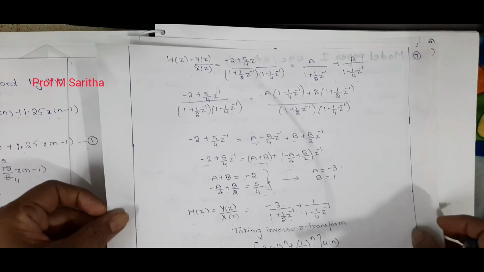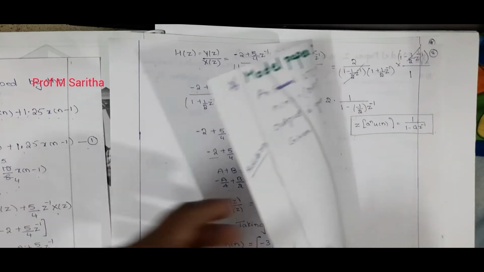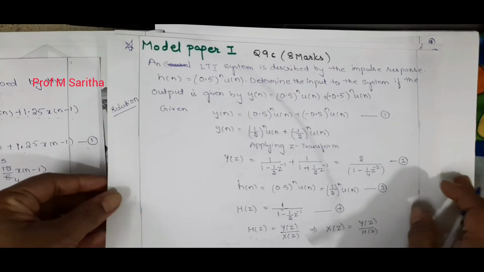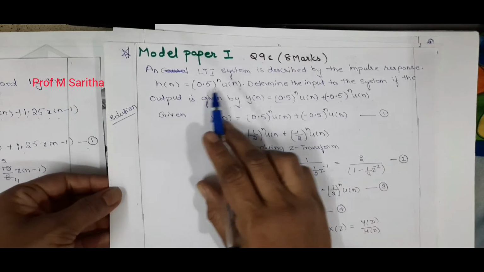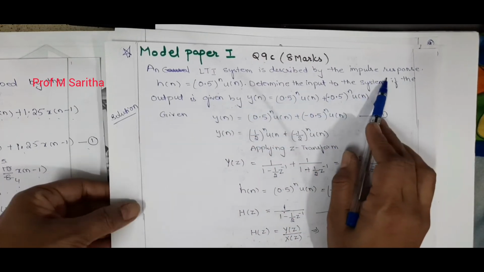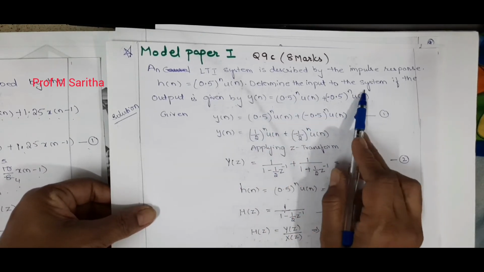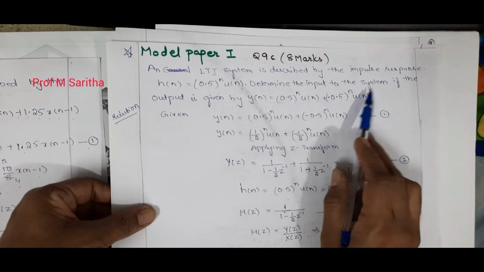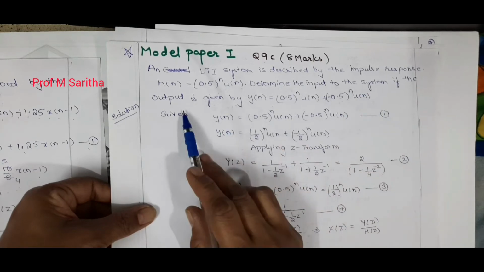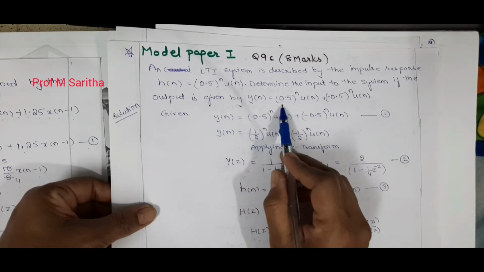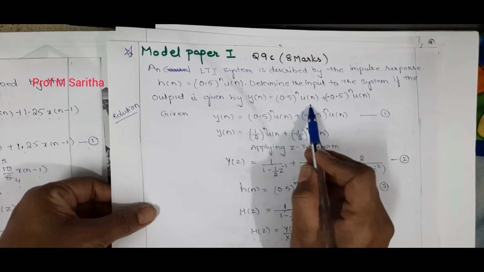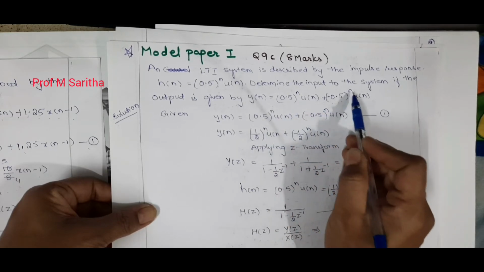This is an important question, 8 marks question. Let us solve another problem, 9th C, where an LTI system is described by the impulse response. Impulse response is given here. Determine the input to the system. What input we have to give to the system if the output is given as y of n is equal to 0.5 whole raised to n u of n plus minus 0.5 whole raised to n u of n.